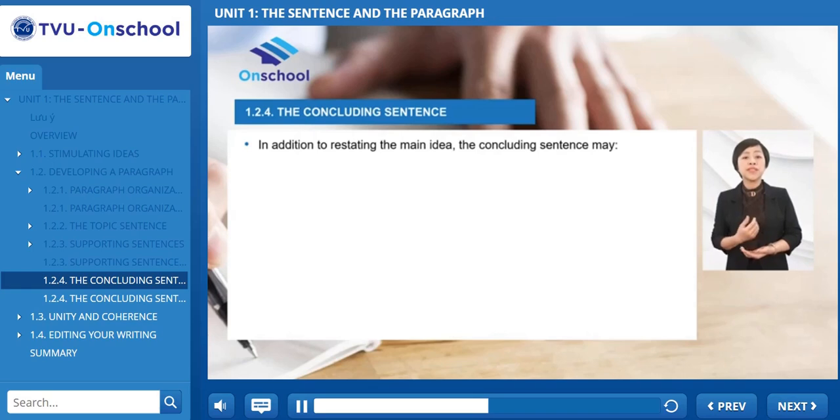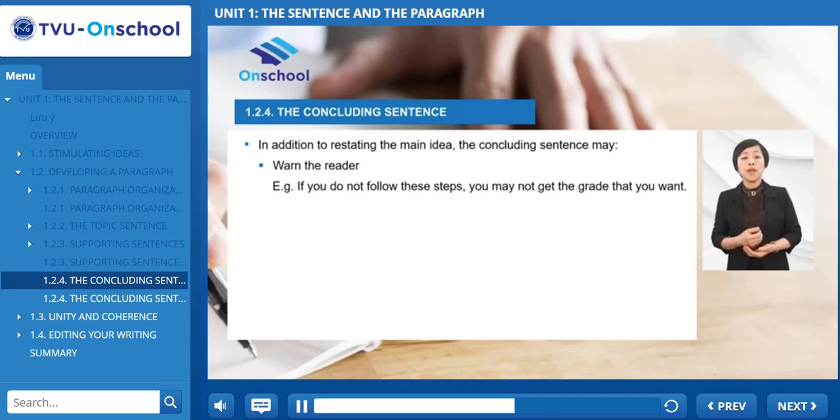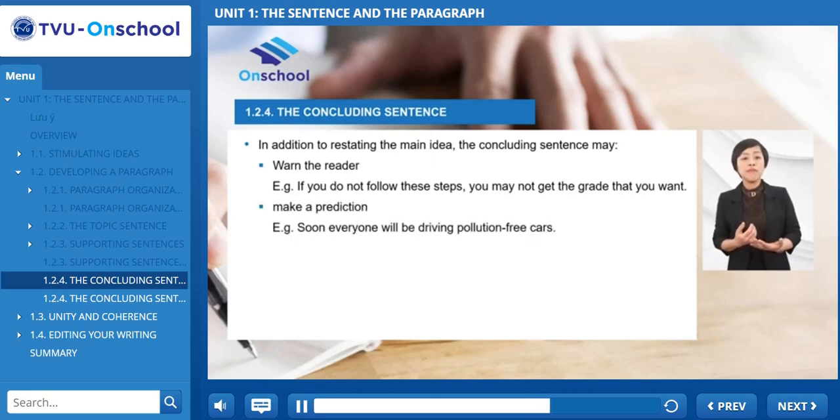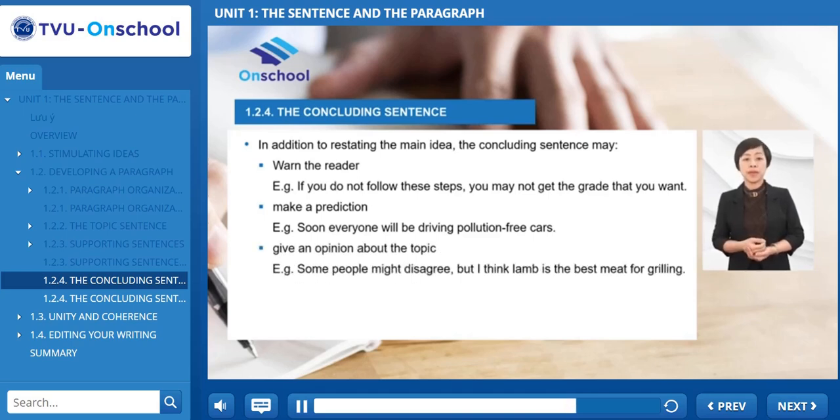In addition to restating main ideas, the concluding sentence may warn the reader. For example, if you do not follow these steps, you may not get the grade that you want. It can also make a prediction. Soon everyone will be driving pollution-free cars. It can give an opinion about the topic. For example, some people might disagree, but I think lamb is the best meat for grilling.